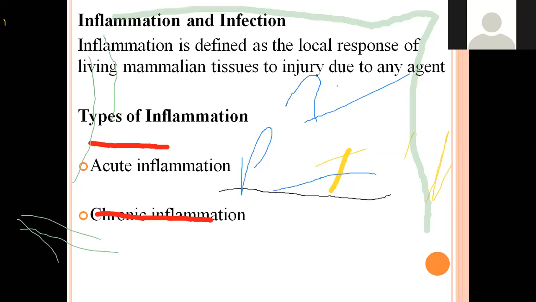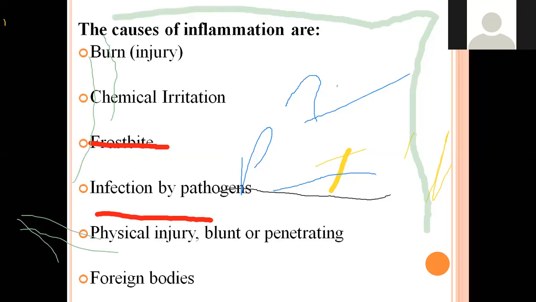It's usually a long-term inflammation. When the acute fails to resolve, lasting more than 6 months, then you term that chronic inflammation. What are the causes of inflammation? One, you have burns. Burn injury can result in inflammation. Chemical irritation, frostbite. Then we also have infection by pathogens, physical injury, and foreign bodies. Those are the causes of inflammation. We can add to it. We have a lot of things. Anything that will bring about irritation will result in inflammation.